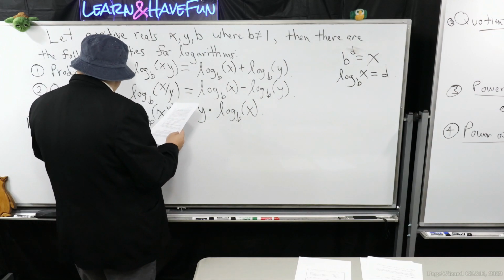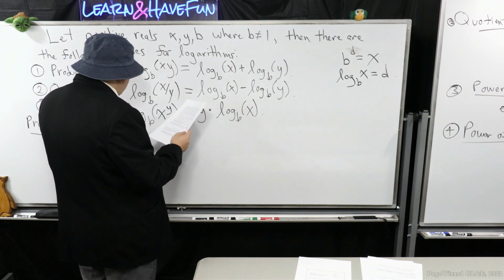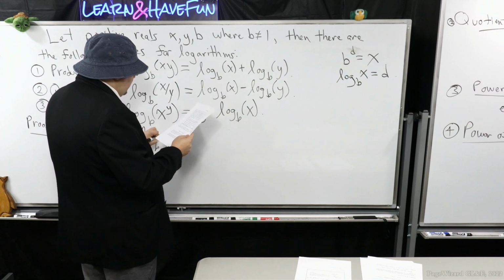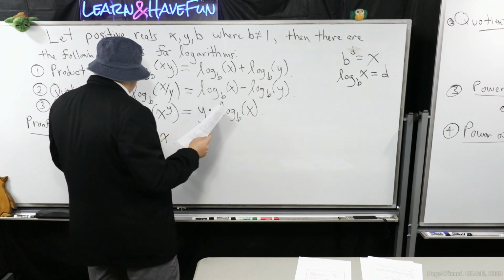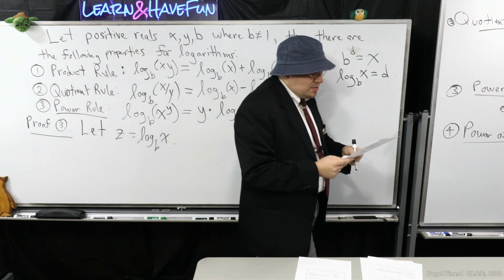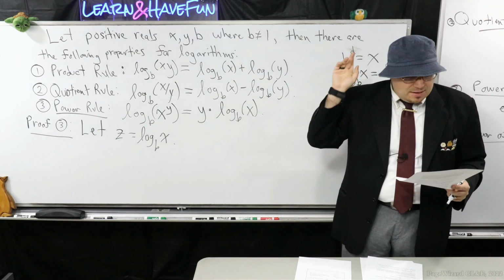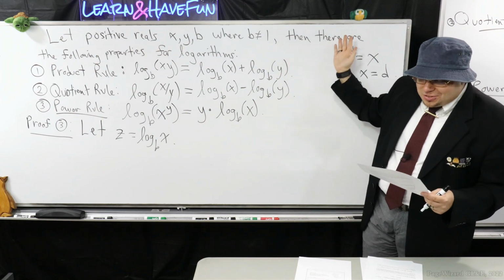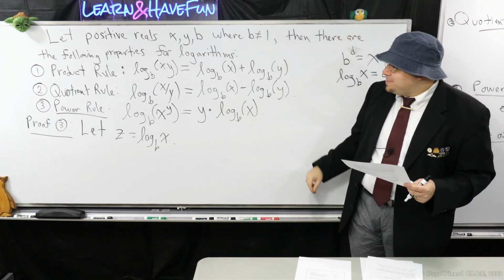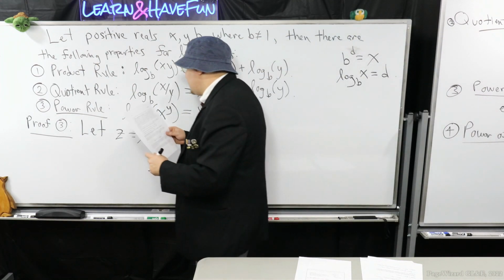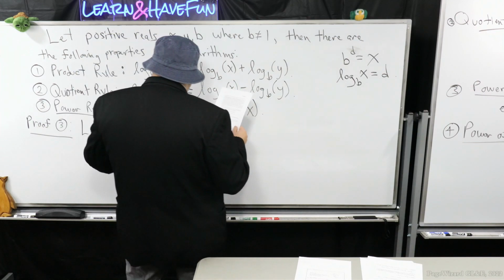So let z equal log base b of x. And I'm going to use the variables as I've defined them up here. Note that the theorem statement is going to be more precisely stated in the notes, but the variables should be the same ones I have up here. So let z be log base b of x.